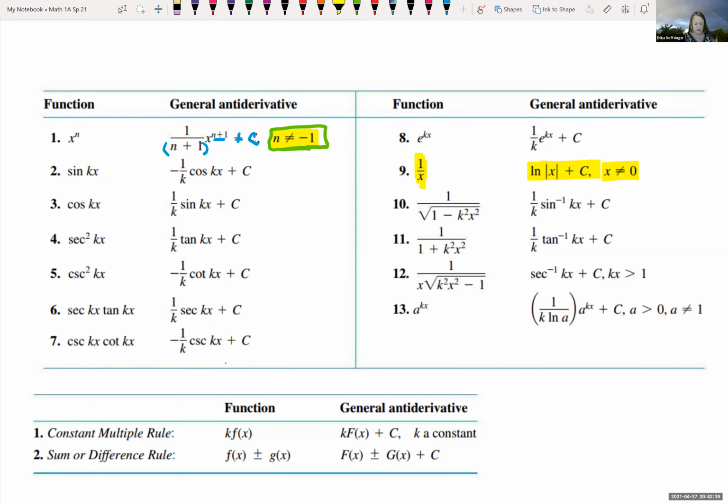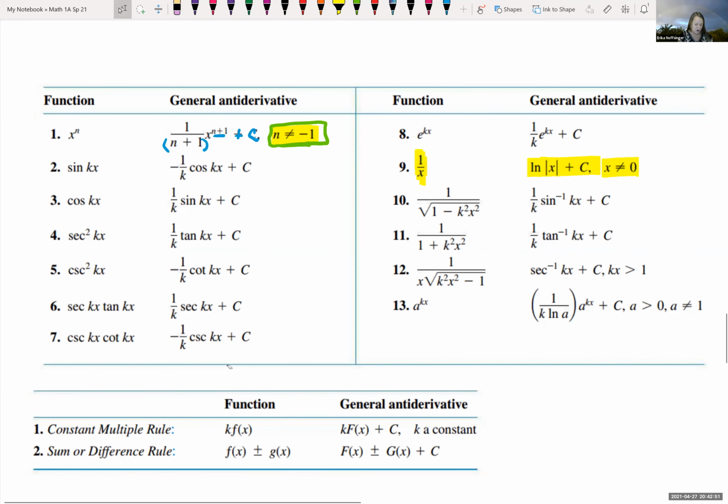So we could go through and we could talk about all these, but I'm not going to do that. We'll talk about them as we come across them in problems. So just a couple things that you hopefully noticed while we were doing this.